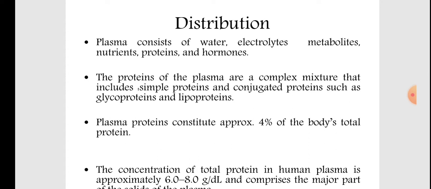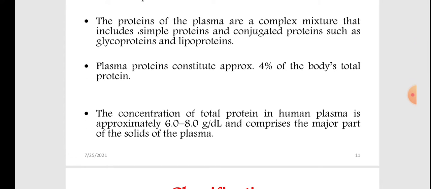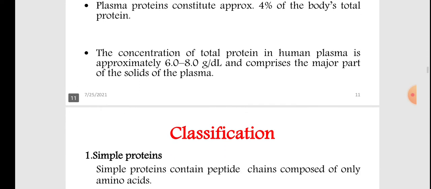Plasma contains water, electrolytes, metabolites, nutrients, protein, and hormones. Plasma protein constitutes about 4% of the total body protein. The proteins in the plasma can be simple protein and conjugated protein, such as glycoprotein and lipoprotein. The concentration of total protein in the plasma is approximately 6 to 8 grams per deciliter, and proteins form the largest solid part of the plasma.